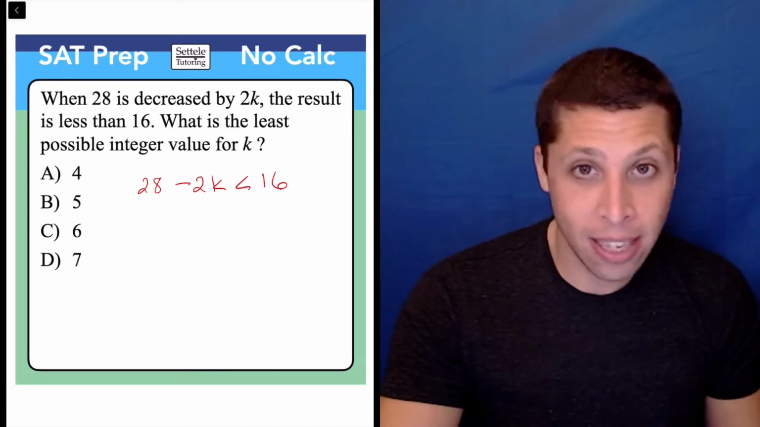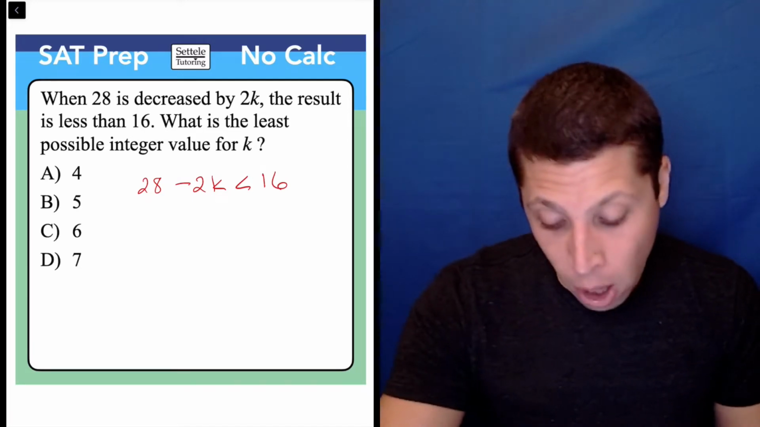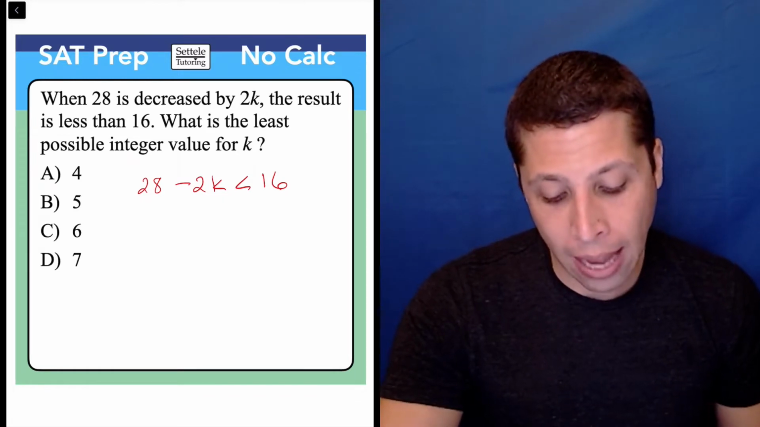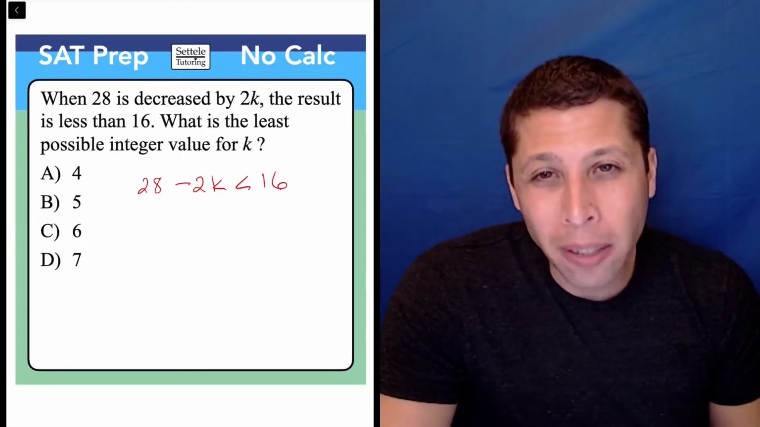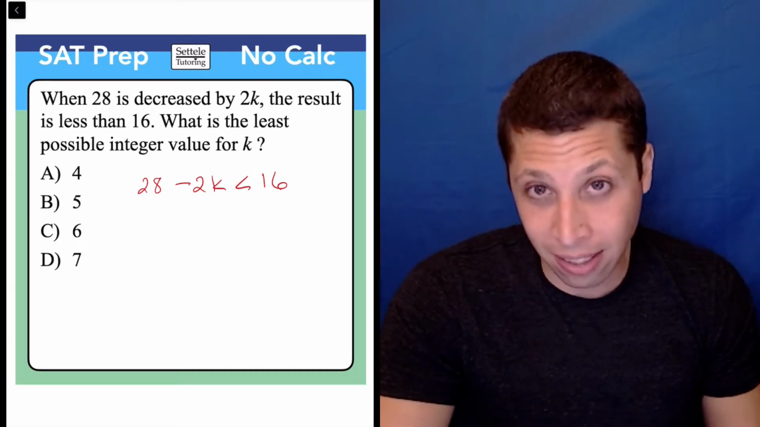Less than 16 means we have to open towards the 16, right? That's supposed to be the bigger value. What is the least possible integer value for k? Well, I know it's an inequality, but we still are going to treat this just like an algebra equation. Let's just solve for k and see what we get.